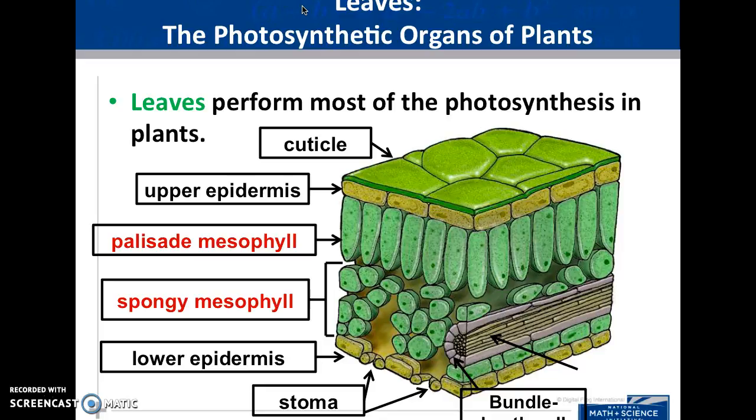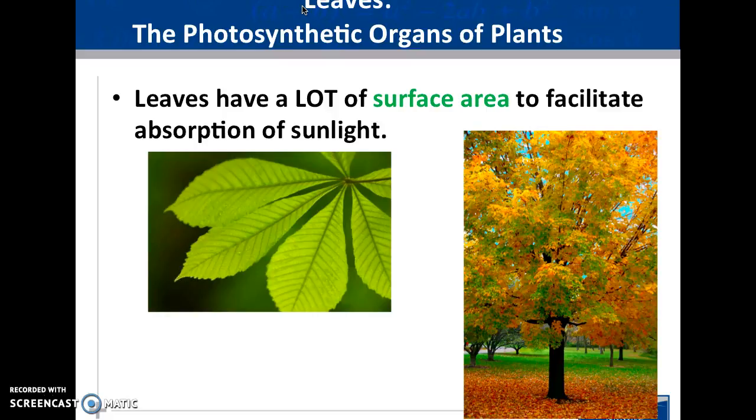We see that we also have the sheath cells and the xylem and phloem. This is going to transport the photosynthesis products and reactants to and from the leaves. Leaves have a ton of surface area to facilitate the absorption of sunlight, and they will absorb the sunlight via that surface area.